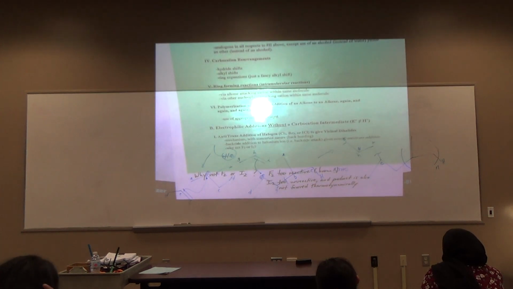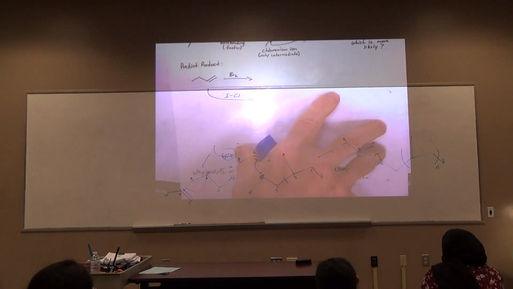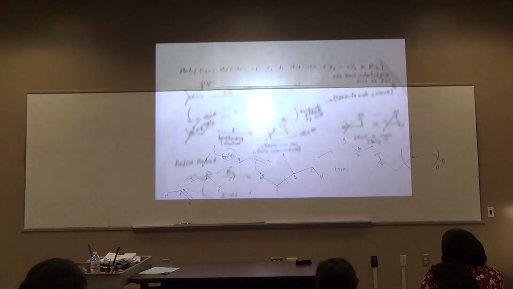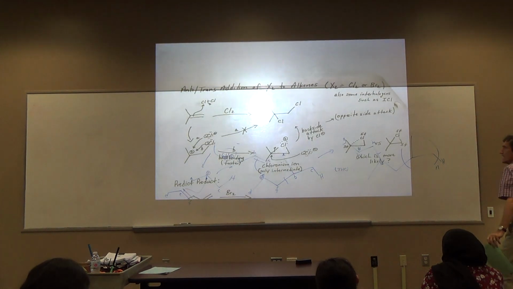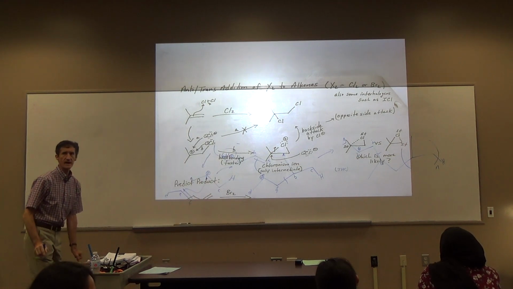B, electrophilic additions without a carbocation intermediate. And the first one is addition of halogen. Primarily Cl2 or Br2. We're using Br2 in lab this week.